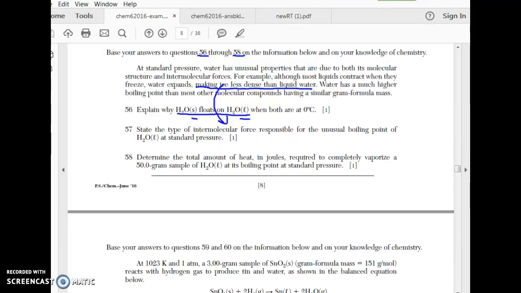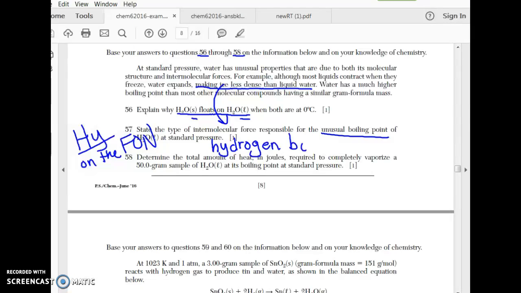Number 57, state the type of intermolecular forces responsible for the unusual boiling point. Well, remember, my friends, what do we say? We say high on the phone. This is hydrogen bonding, my friends. Hydrogen bonding is responsible for water's unusual properties. Hydrogen bonding.